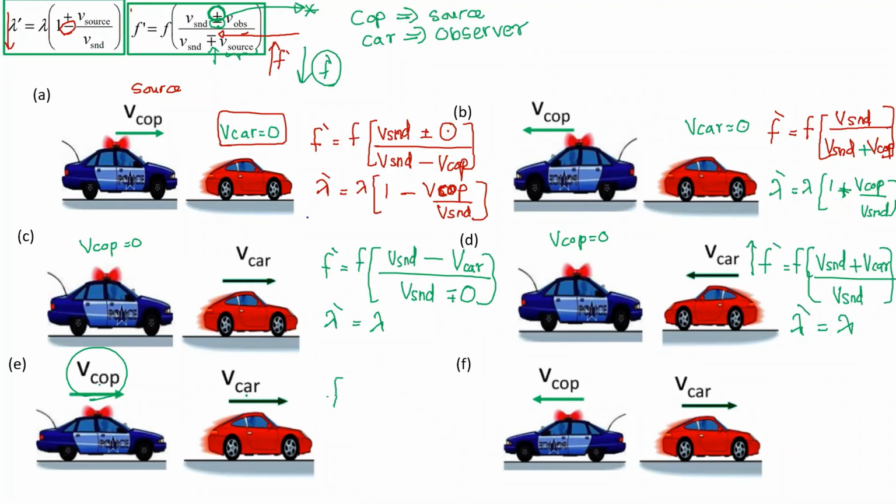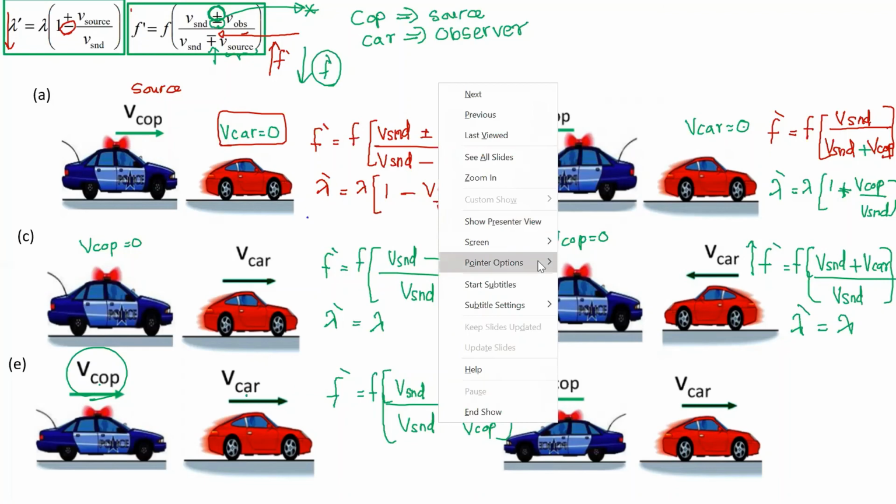Okay. So I'm going to write the equation. So you have both of them moving, right? V sound, V sound. Here the source, which is the cop, here the car. So you have all the two terms. So I'm getting answers. I got two answers.